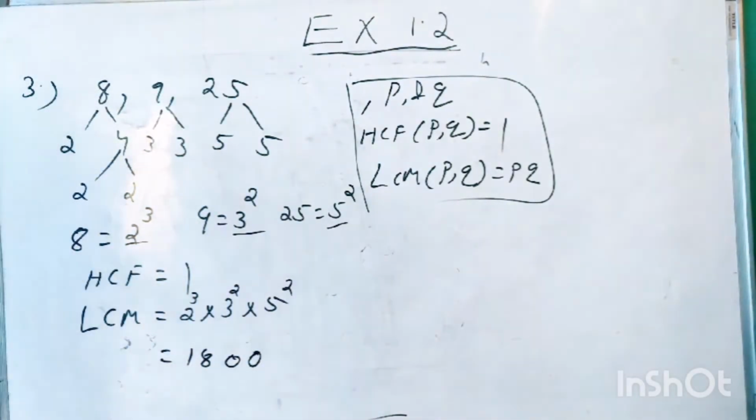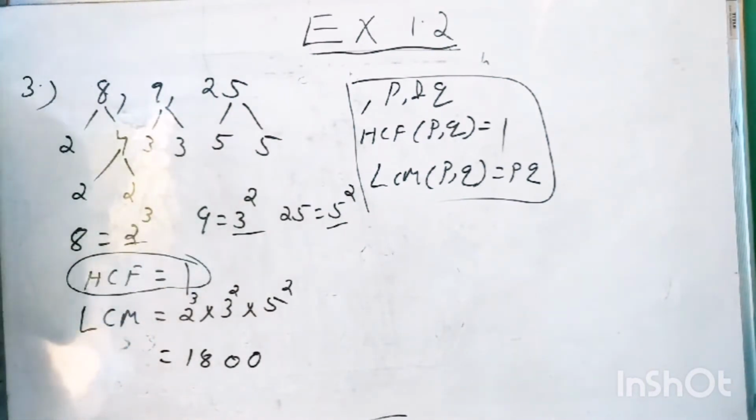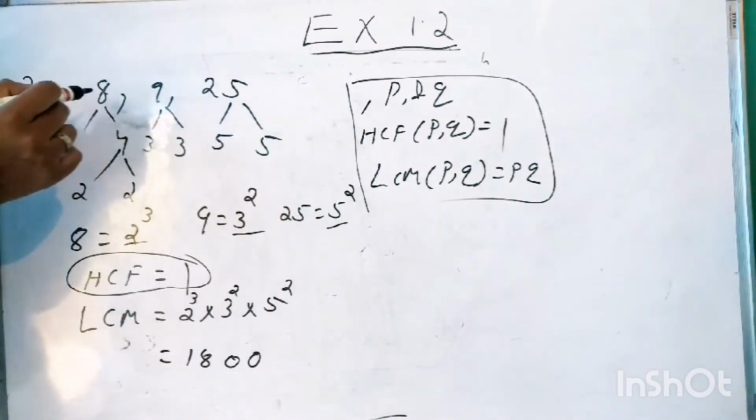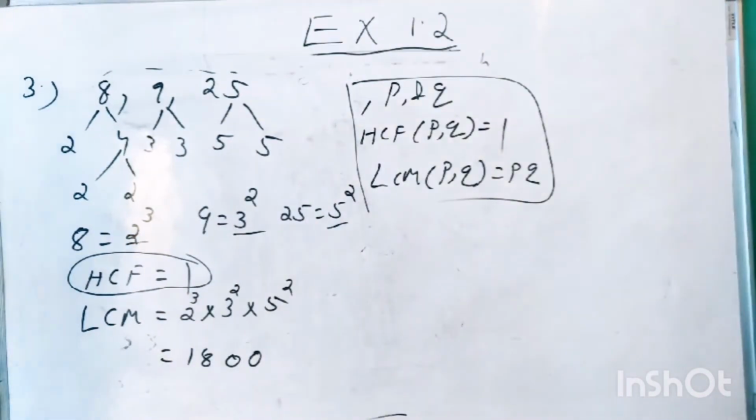And this LCM we will get as 1800. In this case the HCF of these three numbers is equal to 1. Then we can say that these three numbers are co-primes. If the HCF of two numbers or three numbers is equal to 1, then we can say that the numbers are co-primes. Now the fourth question.